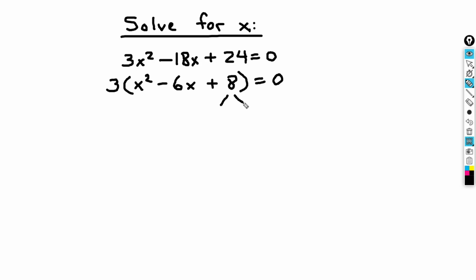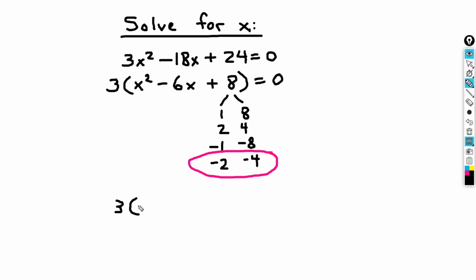So next step, I'm going to list the factors of the constant 8, so 1 and 8, 2 and 4, -1 and -8, and -2 and -4. Again, I want this pair of factors to add to -6, so I'm going to select -2 and -4. And I'm going to write this in factored form with the 3 out front as 3 times x minus 2 times x minus 4, and that's going to equal 0.